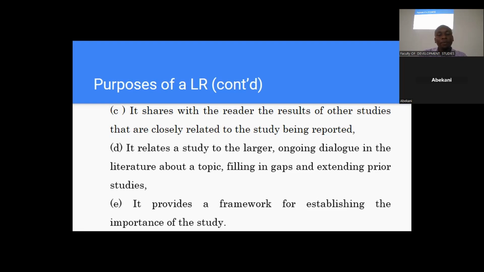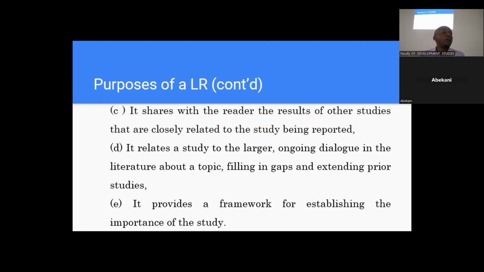It provides a framework for establishing the importance of the study. This is also important, what we normally call the theoretical framework. So it helps you know the boundaries of the themes and the subtopics discussed in the literature. So this is also important, because otherwise you will never know.